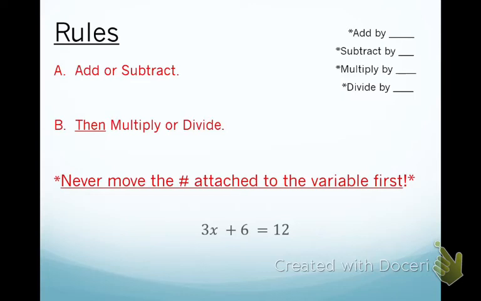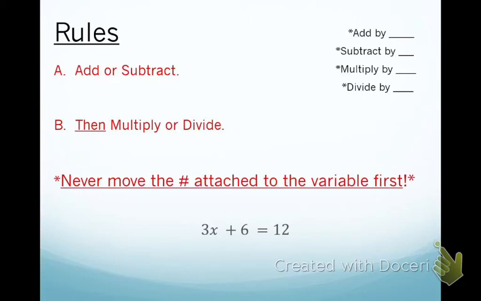All right, so these rules are going to be used whenever we're doing two-step equations. Yesterday I taught you about adding and subtracting. In your flipped classroom you learned about multiplying and dividing, but today we're going to combine those two things. So one thing I want you to know, first off, you will always add or subtract. Next, then you will multiply or divide. And finally, read me what this sentence says. Go ahead. Never move the number attached to the variable first.